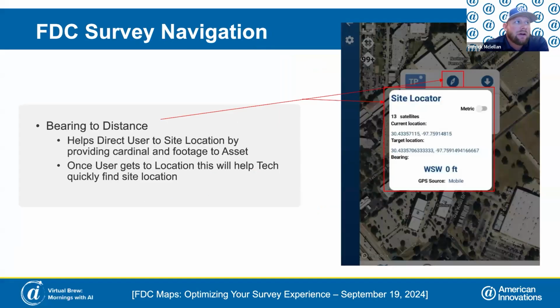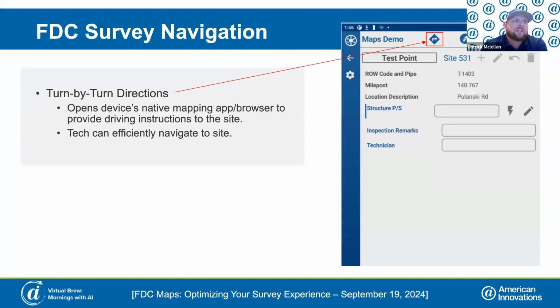And then we're going to talk about, again, at the very end, navigation. This helps you find and get to your locations effectively, and then also be able to locate them once you're on site. Those two features are going to be our bearing and distance and our turn-by-turn directions. And we'll end with that before we go into Q&A.